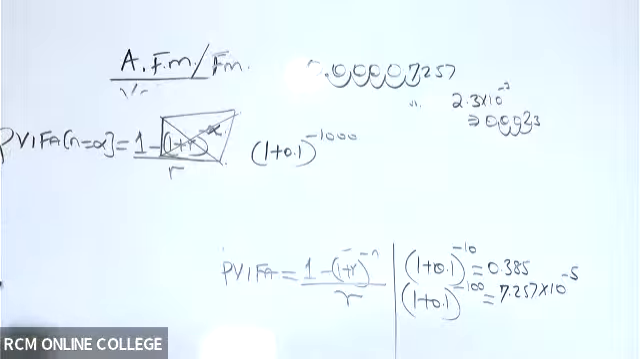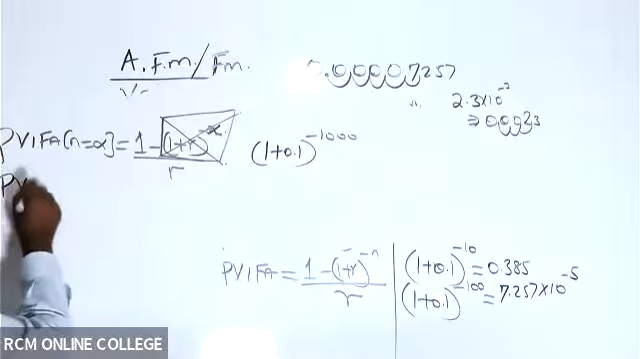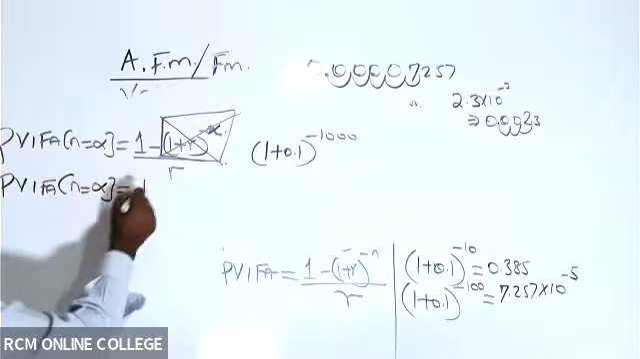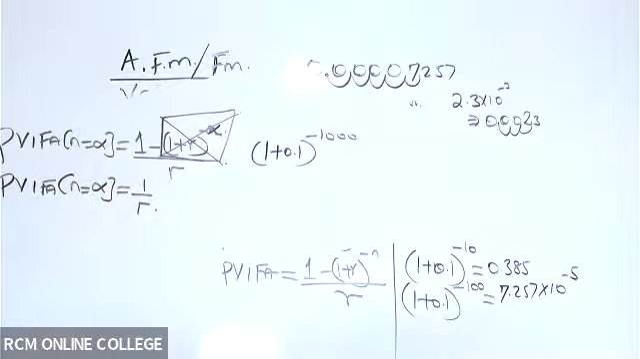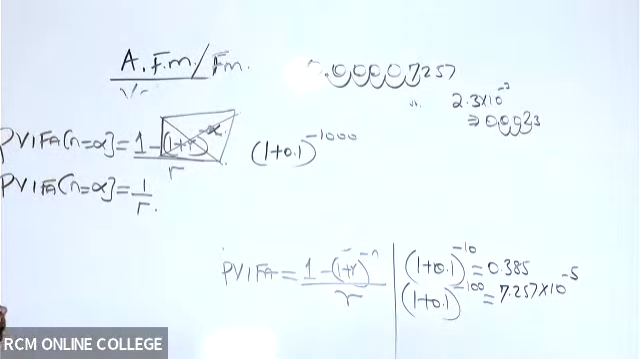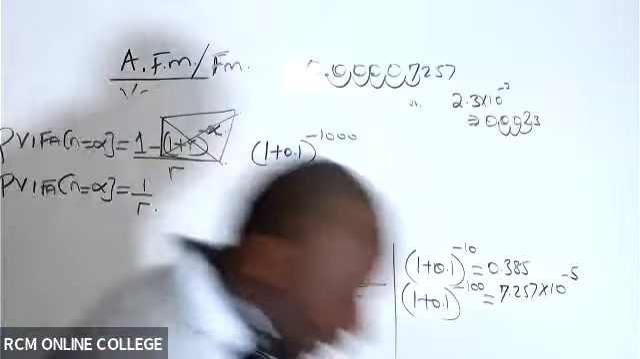So PV, when n is infinity, will always be equal to 1 over what here? 1 over r. So this is a very, very important formula for us. PV, whenever n is infinity, will be 1 over r.